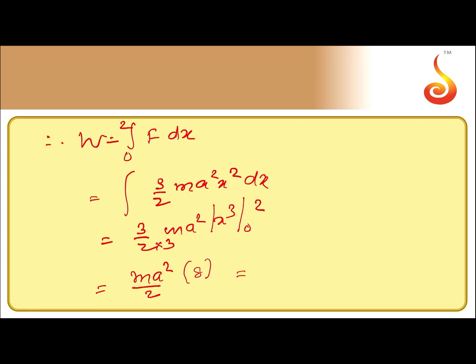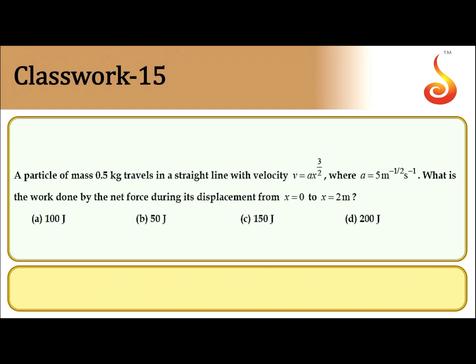Do we know the mass? Yes, we know the mass, 0.5. Do we know the value of a? Yes, a squared is 25, divided by 2 into 8, right? So you can simplify it further and you will end up with how much? 50 joules. Yes, this turns out to be 50 joules. B is our correct option.